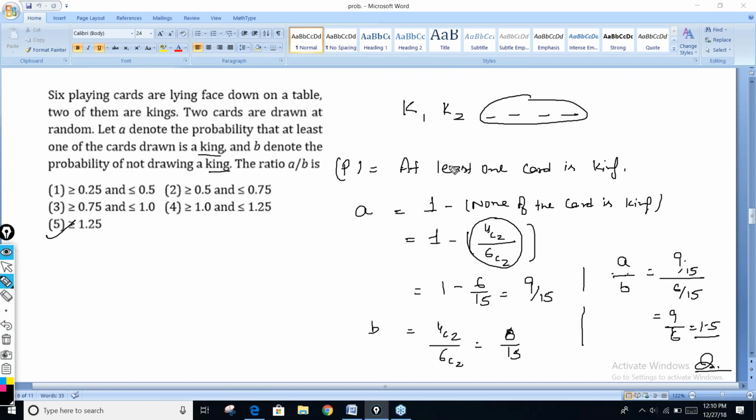At least one card is king. Rather than doing like this, we can directly say that 1 minus none of the card is king. So the probability comes out to be that at least one of the card is king. Otherwise, we have to make two cases. One of the card is king and two of the card is king. That is also correct. But here we have to just subtract one of the cases to get the answer.